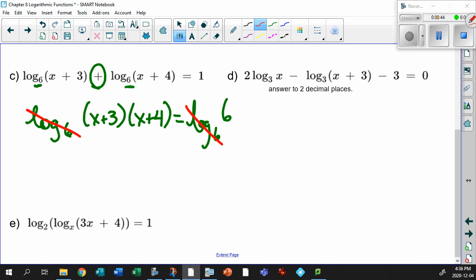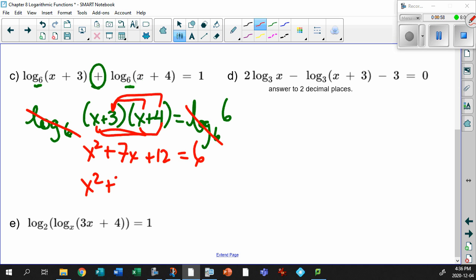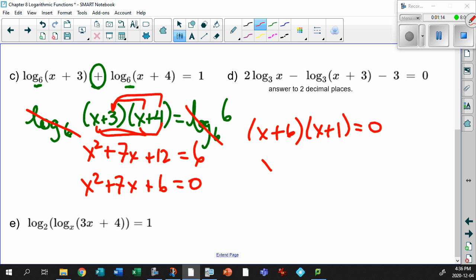Using a bit of our FOIL magic, of course, we know that this is going to be x squared plus, bada-boom, 4x and 3x, 7x. There's 12 equals 6. Bring the 6 over, you got x squared plus 7x plus 6 equals 0. So 12 minus 6, of course. Now, PSA this, you've got x plus 6, x plus 1 equals 0. So x equals minus 6, and x equals minus 1.